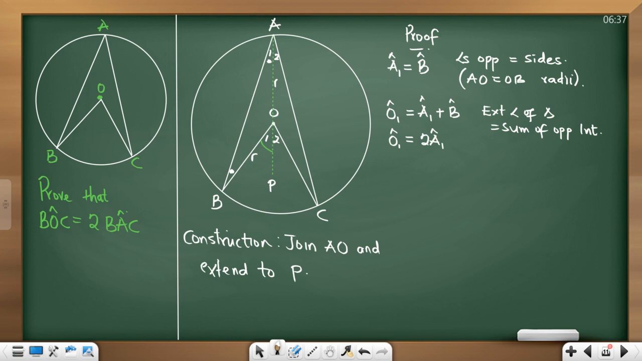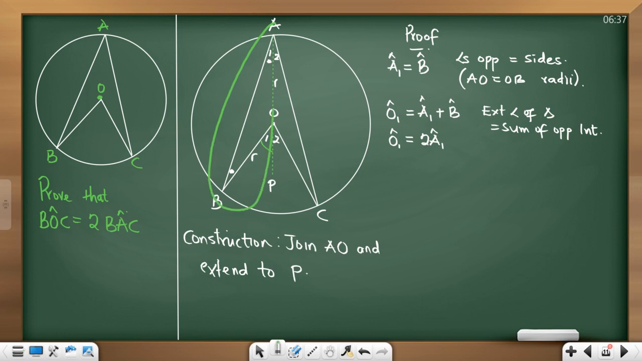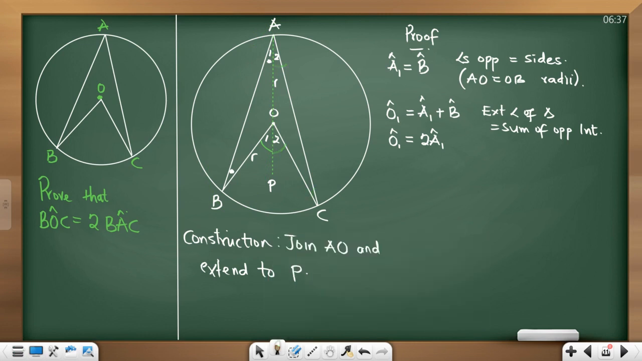Now, on the left-hand side of my triangle, I have dealt with this side. The right-hand side is basically the same. Angle A2 is equal to angle C. Then O2 would be the sum of A2 and C. So we don't need to write all of that. Mathematically, we can just write similarly, angle O2 will be equal to what? Angle 2A2.